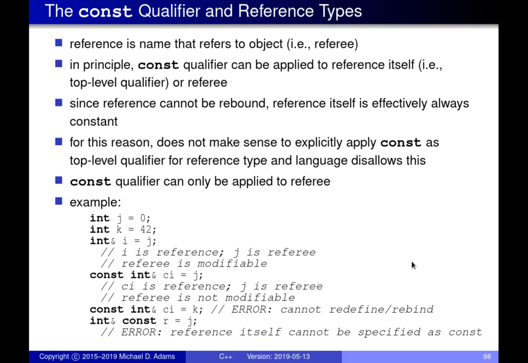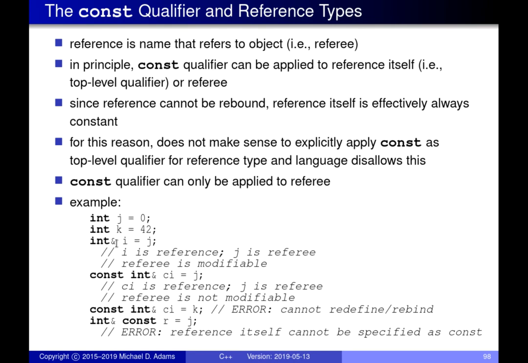So let's look at some code examples below here. I have int variables j and k, which I initialize to some values. Then I create what's called an L-value reference. There are two types of references in the language, which are designated by an ampersand in the case of L-value references, and a double ampersand in the case of R-value references.